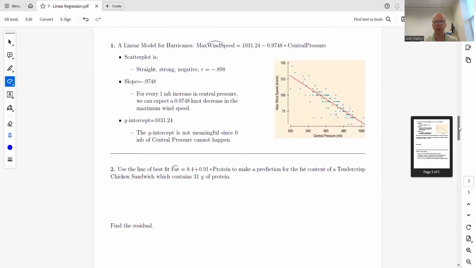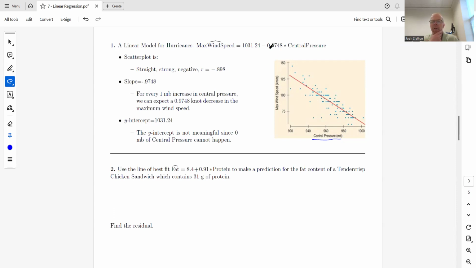All right, so let's look at another example. We have a linear model for hurricanes. This takes the central pressure of a hurricane and then predicts what the maximum wind speed is. We can see a pretty strong correlation. Correlation is negative 0.898. That's actually very strong. The closer you get to -1, the stronger the correlation is. Negative, like we said, and linear, of course, which is what we're also looking at.